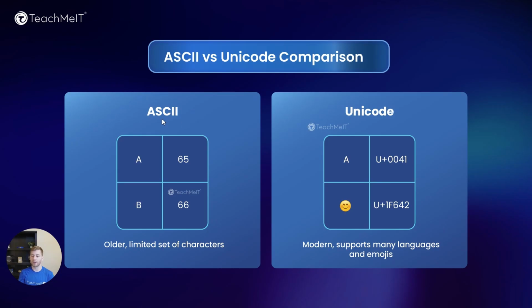Here's a comparison. On the left here, we have ASCII. You can see this is a limited set of characters. For example, A is 65, B is 66. Next, here on the right is Unicode. For example, we have A, we have this combination, and we have emojis as well.